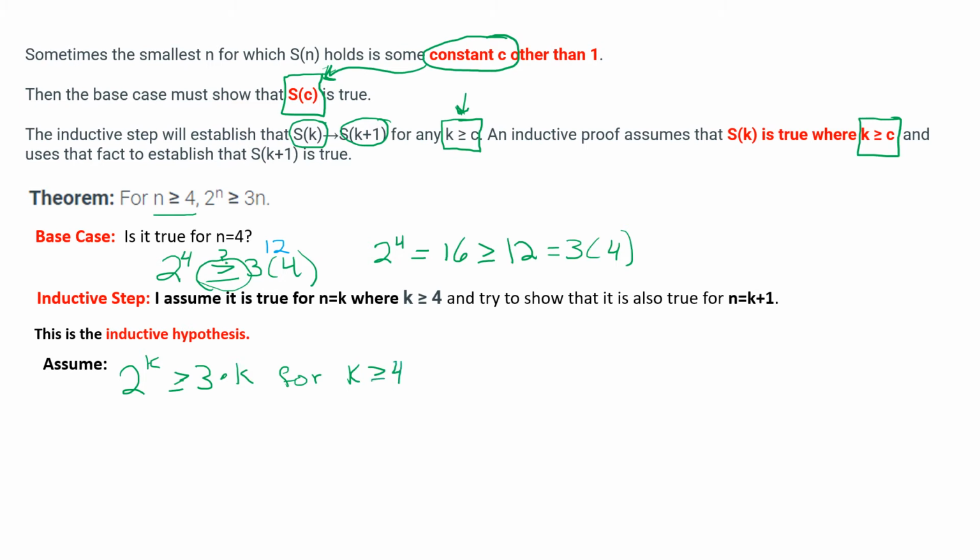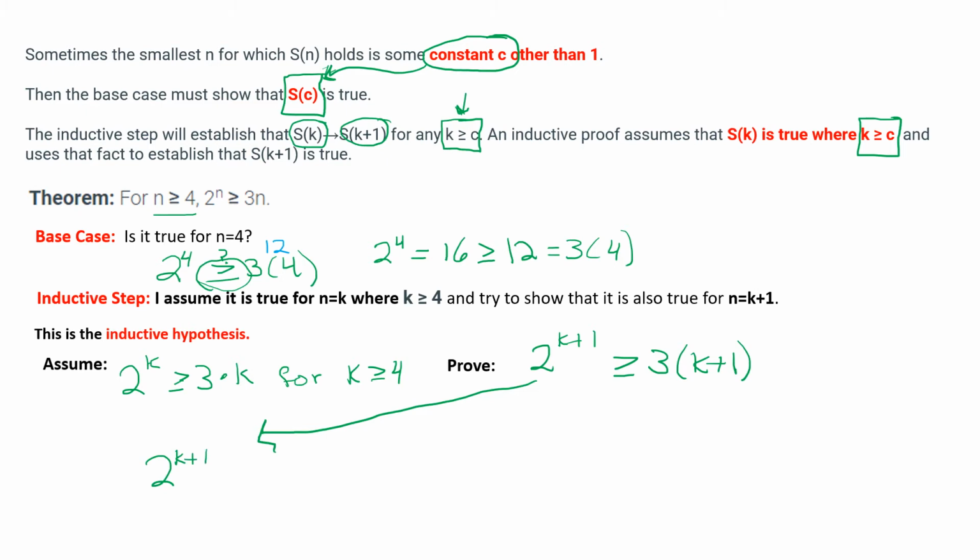Okay, that's my assumption. Now what am I trying to prove? I'm trying to prove that 2 to the k plus 1 is greater than or equal to 3 times k plus 1, right? Because we're just replacing the n with the k plus 1. Okay, so remember, over here on the left, this is what we're assuming. On the right, this is what we're trying to prove. Since this is what we're trying to prove, I'm going to start with the left-hand side of that. So I've got 2 to the k plus 1.